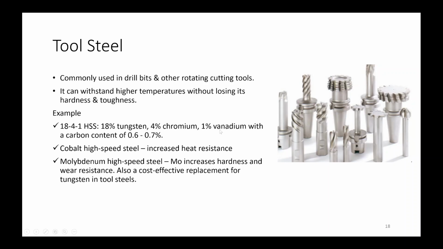This vanadium retains the smaller grain size. And cobalt high speed steel increases heat resistance. And molybdenum high speed steel, here molybdenum increases hardness and wear resistance, and it is also a cost effective replacement for tungsten in tool steels.